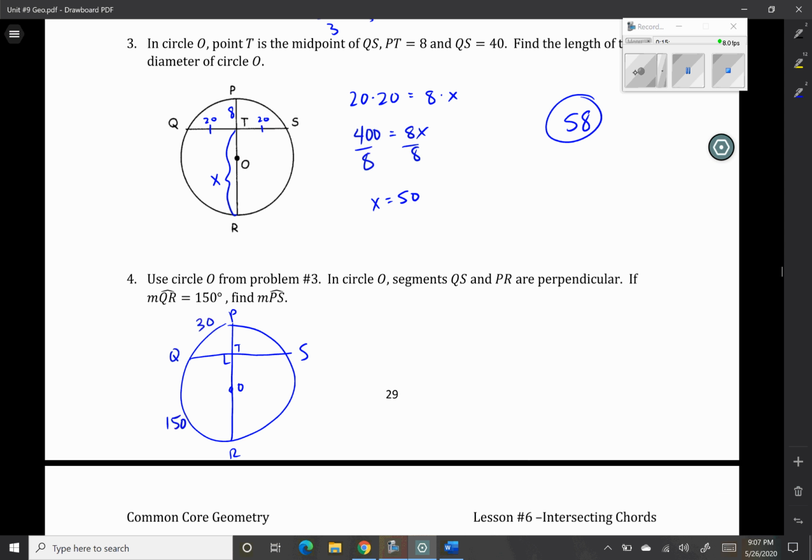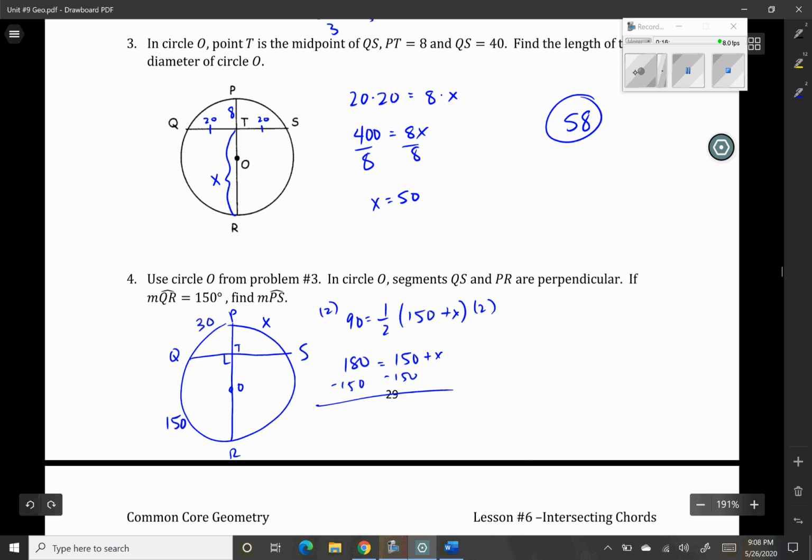Now, if that's a 90 degree angle, I can find this arc here. So I could say the angle is equal to half of the sum of the two arcs. Multiply both sides by 2, and I can get 180 is equal to 150 plus x, subtract 150, and we can say 30 is equal to x. So this angle here, or this arc here, is 30. The arc they want is from P all the way to S. Well, that's a silly question. This is just 180. I think what I wanted you to find was from R to S. Okay, but we can find from R to S is 150 because that's a half of a circle. So we can find all the arcs in this picture just by knowing this simple rule.